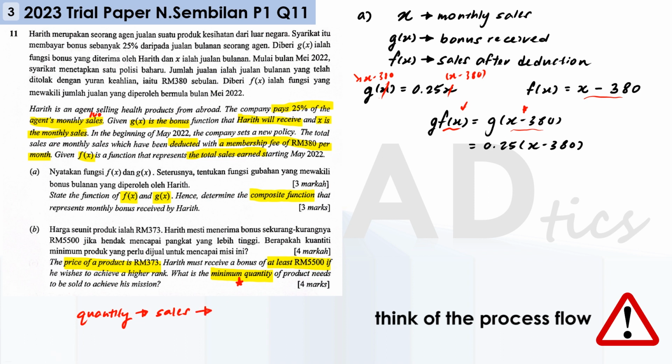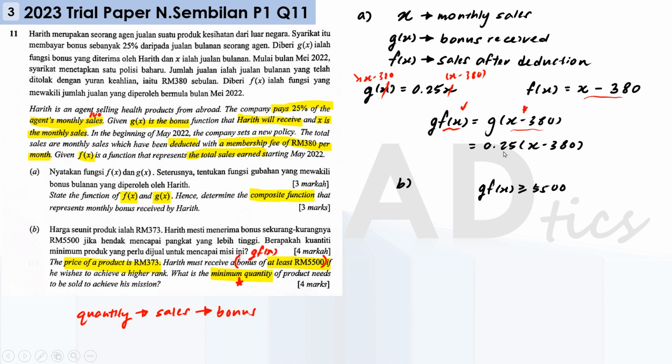Before we use sales, we need to use bonus to help us find sales and quantity. So this bonus, we can actually use the composite function that we did in part A, because here it represents the monthly bonus. You can see that it is a condition. This bonus, which is gf of x, must be equal or more than 550. So I can write this statement out first. Then later on, we can use the result from part A, substitute here.